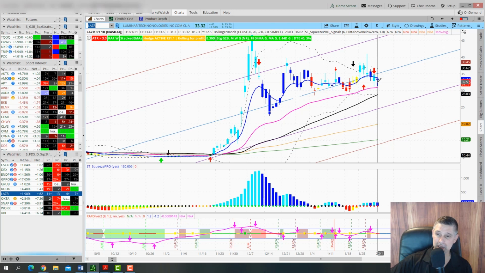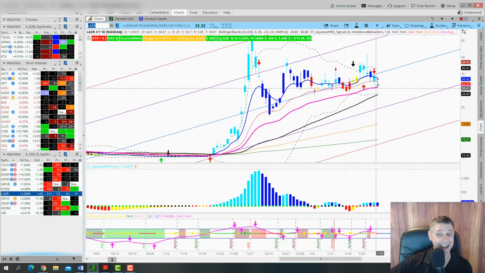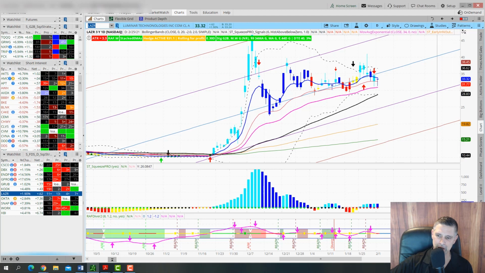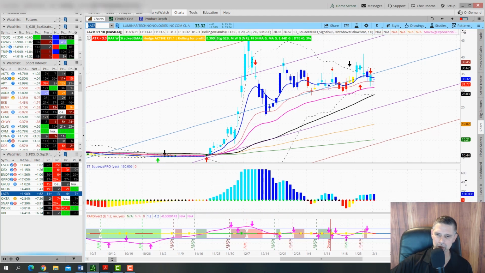So one of the entry techniques that you could do is when it comes down here in this zone between the 8 and the 34 and the candlestick turns from dark blue to baby blue, that can be your sign to get in. Okay, that's one entry technique. Another would be the actual shift in momentum on the Squeeze Pro histogram right here. Dark blue to baby blue. That can be an entry.